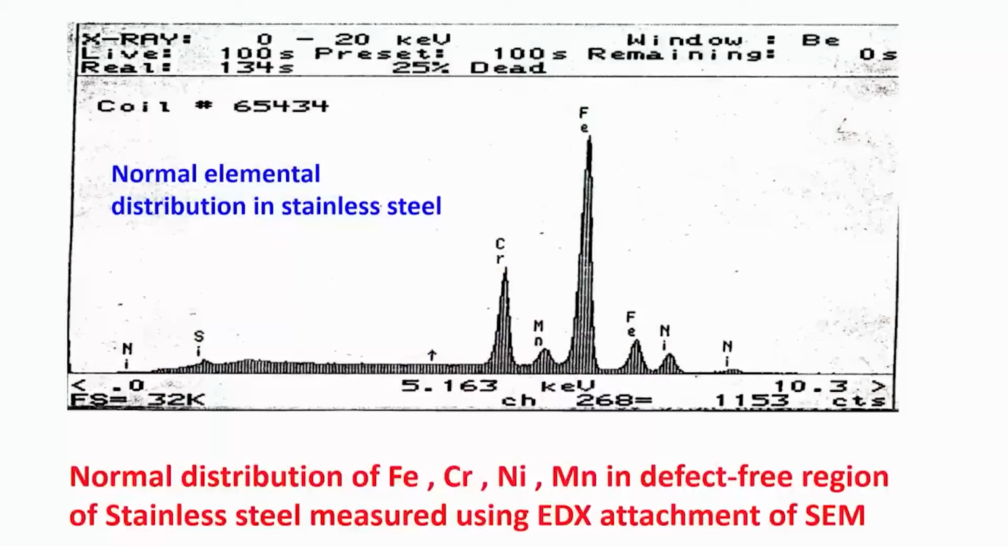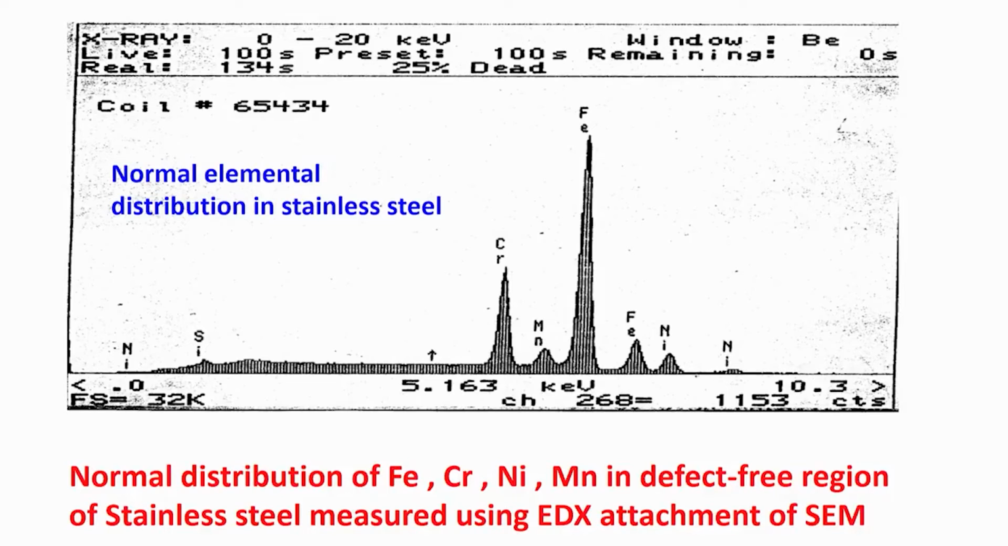Now, I will give you an example of an actual measurement, how the X-ray looks, how it has been measured in SEM with the help of EDX attachment. You will find it is normal stainless steel. So, what are we finding? The iron peak is very high, it is basically 304. So, 18 to 18.5% chromium is present, so the chromium peak is very high. It has some amount of manganese, it has some amount of nickel.